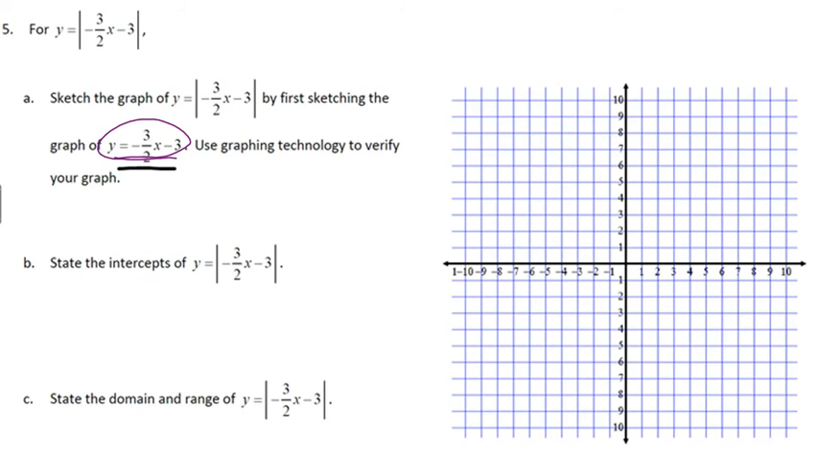So the intercept is -3. The slope is -3 halves. That says go down 3, 1, 2, 3, go right 2. Go down 3, right 2. Can't go any further, but I can go up 3 and left 2, up 3 and left 2, up 3 and left 2. I like to fill in as many points as I can, right? That way I know I'm drawing an accurate graph.